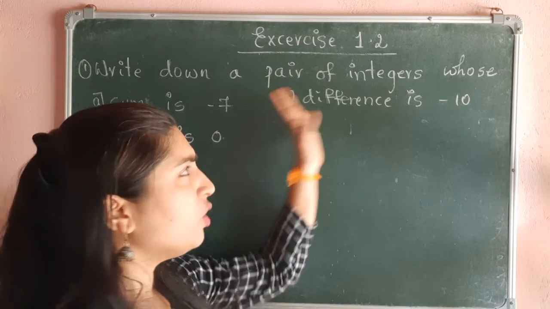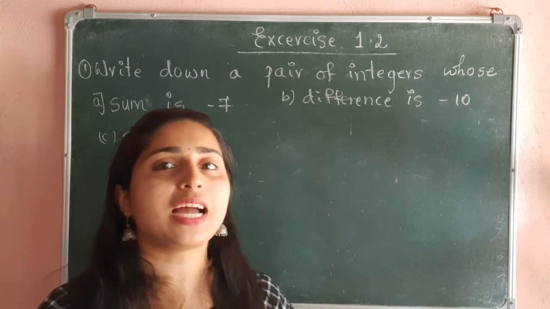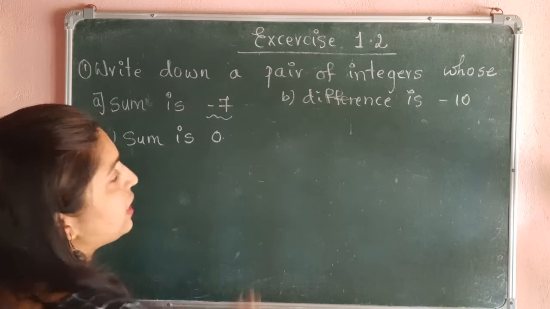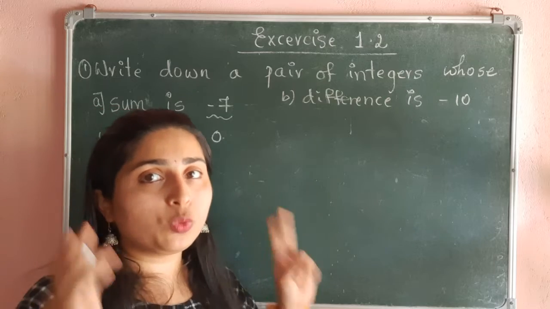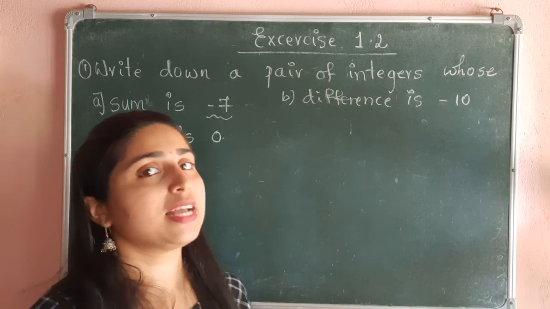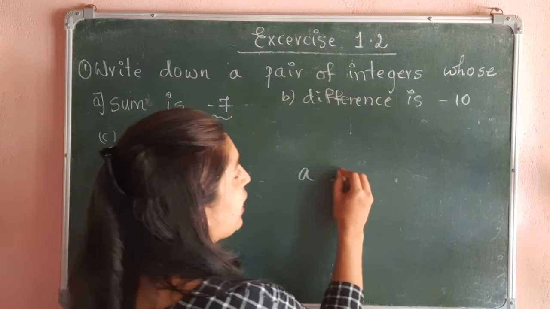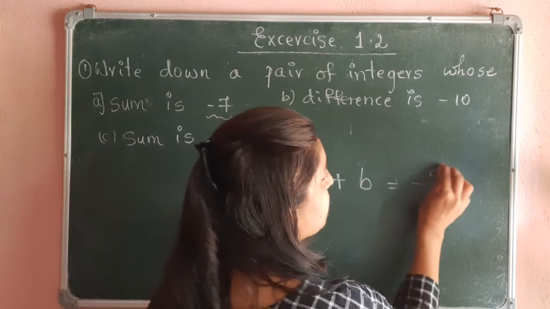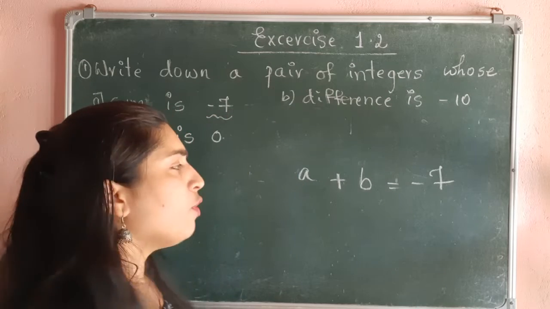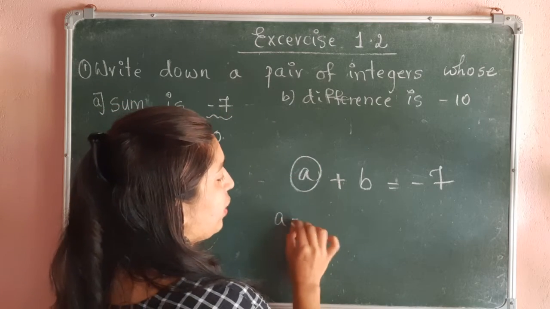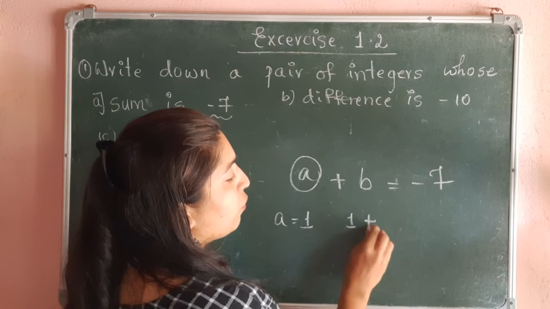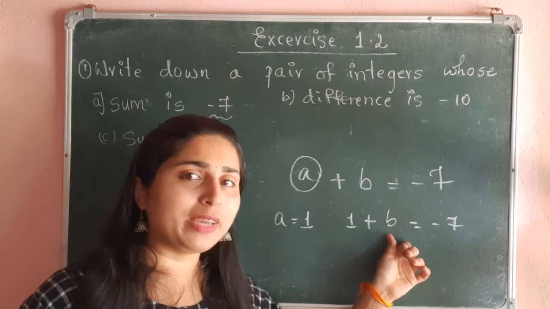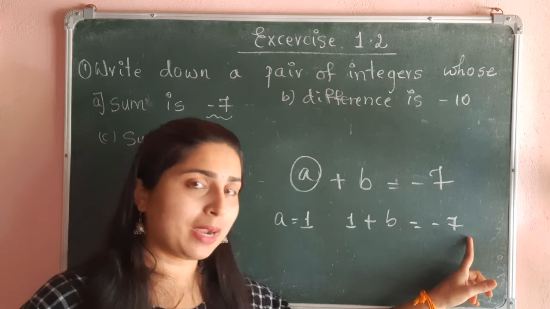But now, let us not concentrate on a single pair. Let us try to find out different pairs. Okay. So, first one is minus 7. That means if you are adding two integers, you should get the result as minus 7. So now I will take two integers a plus b. That should give you minus 7. So now if I consider a as 1, 1 plus b should be equal to minus 7. Then what should be the value of b so that I will get the result minus 7.